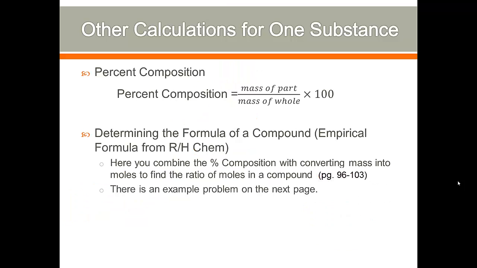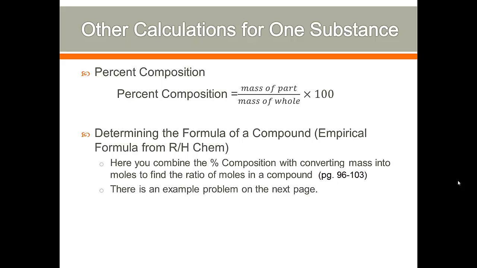Some other calculations for one substance. So the first one we're going to talk about is percent composition. The definition of percent composition is the mass of the part over the mass of the whole times 100. Now the part can be part of a compound, part of a mixture, part of anything, but as long as it's the part of the whole thing, that's how you use percent composition.